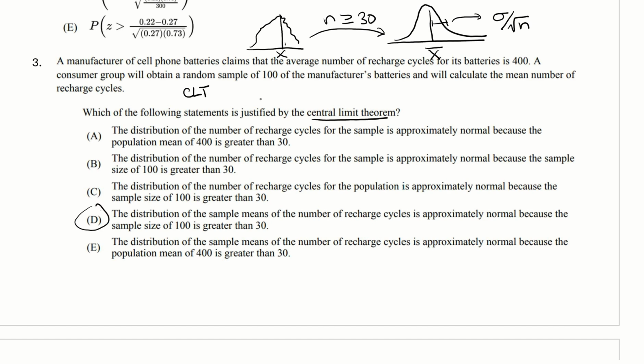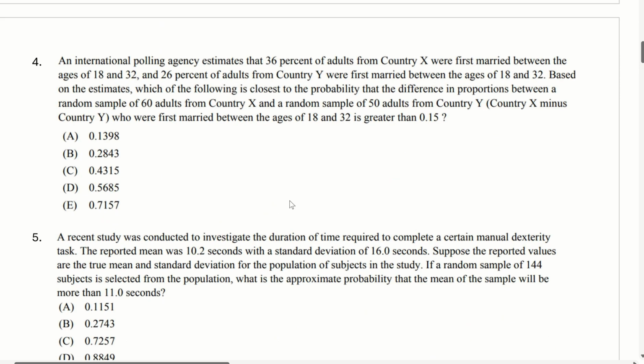The distribution of the sample means is approximately normal because the sample size is greater than 30. So that's got to be the answer. Remember, it's not the number of recharge cycles, it's the sample mean of the number of recharge cycles. So you've got to be careful with that. All right, so that's number 3.